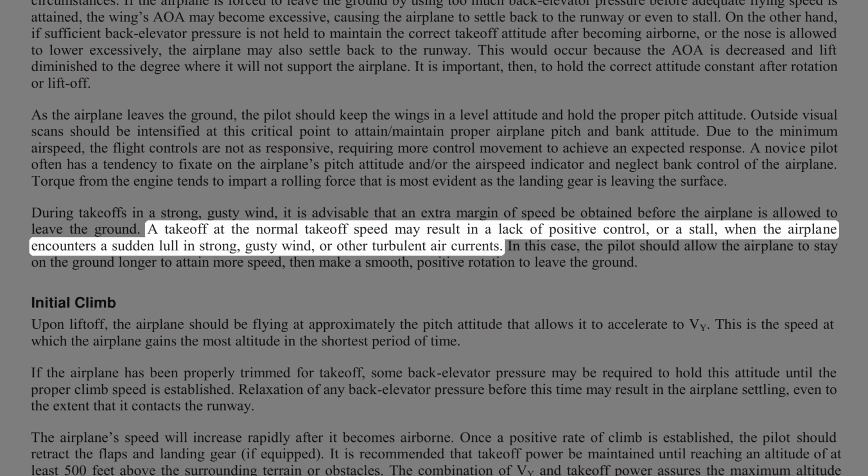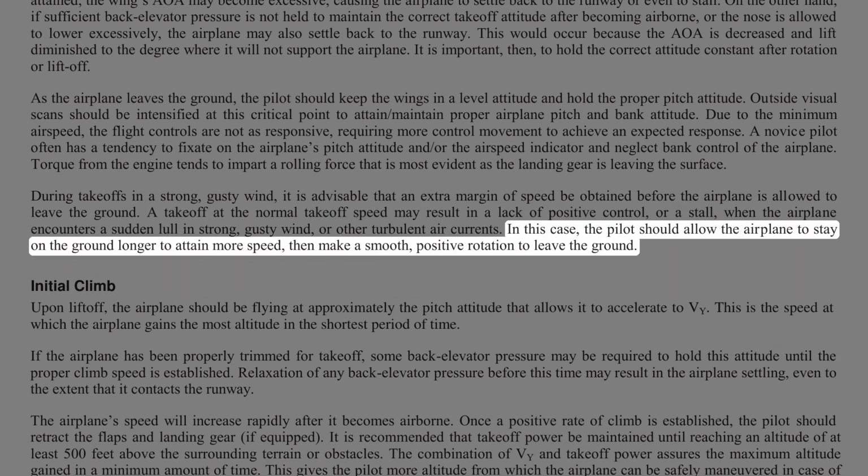A takeoff at the normal takeoff speed may result in a lack of positive control, or a stall, when the airplane encounters a sudden lull in strong, gusty wind, or other turbulent air currents. In this case, the pilot should allow the airplane to stay on the ground longer to attain more speed, then make a smooth, positive rotation to leave the ground.